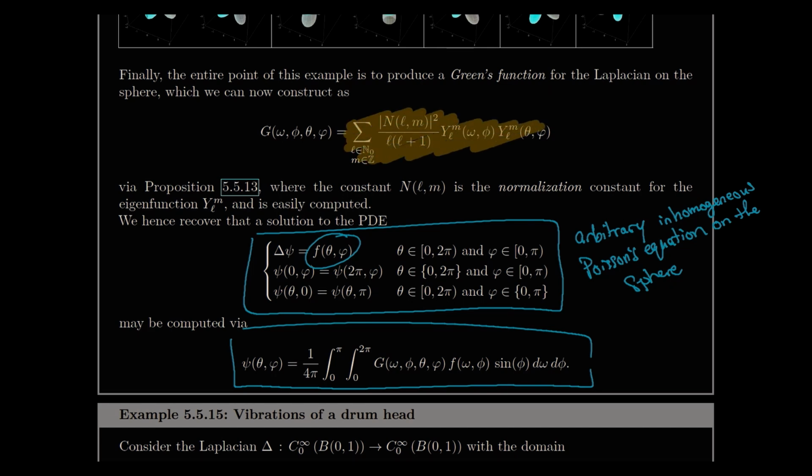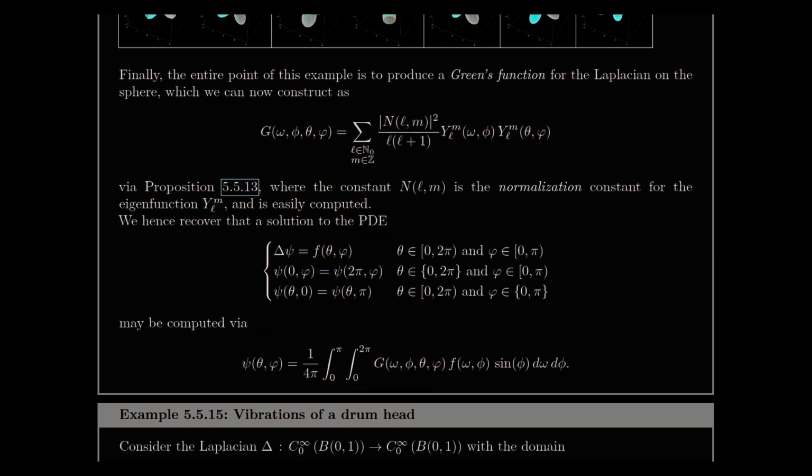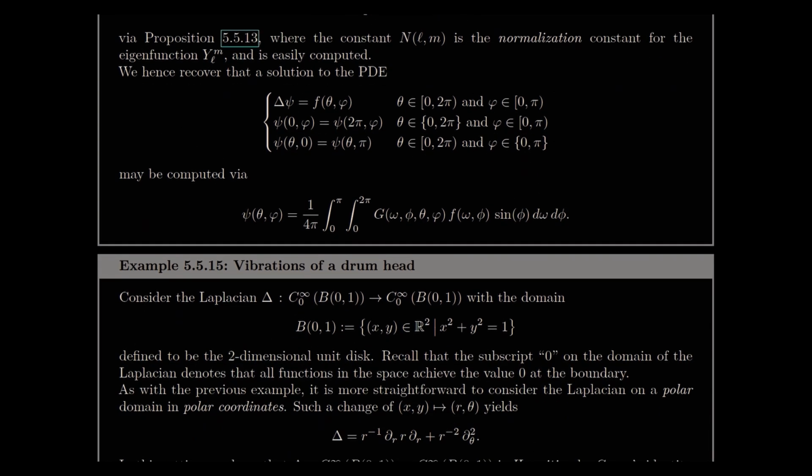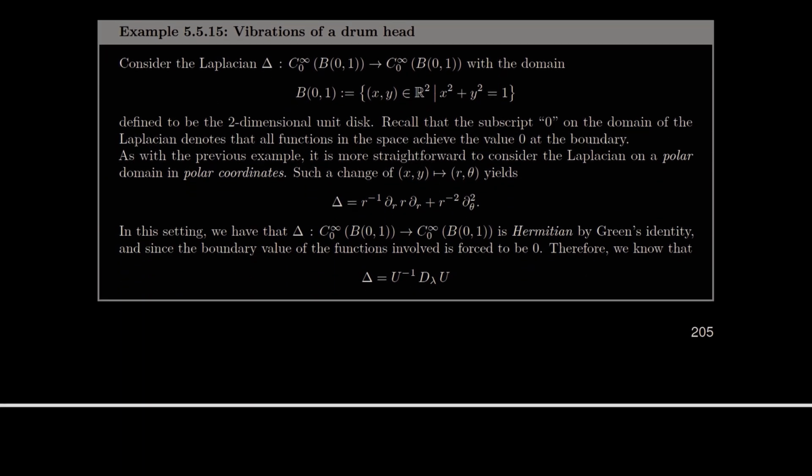We compute it. Since we've computed all of these spherical harmonics, you compute the Green's function, and all of a sudden you can solve an arbitrary inhomogeneous Poisson's equation on the sphere. So that's really what we get out of this final section in the book, is the ability to construct Green's functions just by solving eigenvalue problems. And let's move on to the second example, which is the vibrations of a drum head.